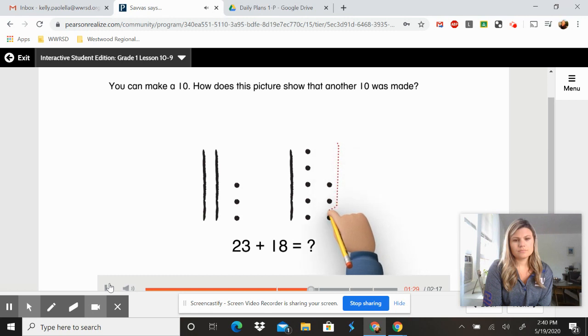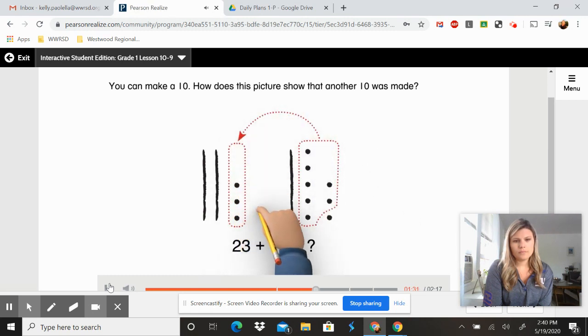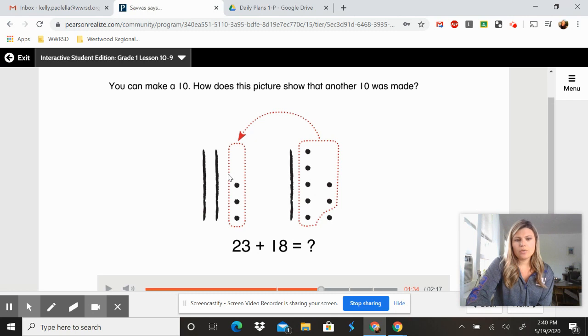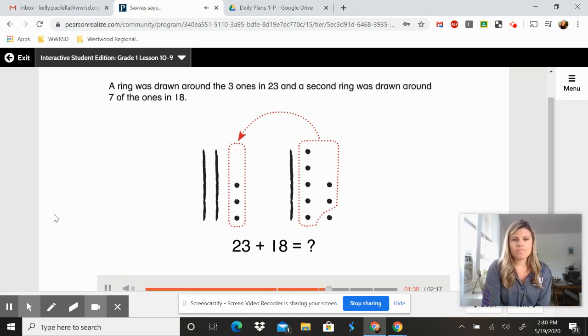You can make a 10. How does this picture show that another 10 was made? Okay, another 10 was made because you can see that they're circled together and joined with the arrow, okay? A ring was drawn around the 3 ones in 23, and a second ring was drawn around 7 of the ones in 18.